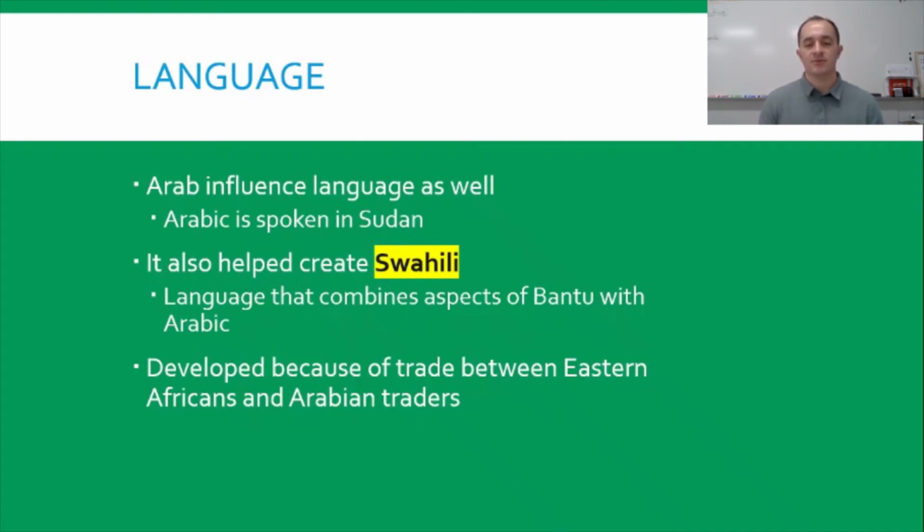It was developed because of trade between Eastern Africans and Arabian traders, and it actually means the coast. So the Arabian traders, when they met the people of modern day Eastern Africa along the coastlines, called them the people of the coast, or the Swahili, and the language that they spoke was the Swahili language. That name for the language stuck even though the name for the people did not. So we have the Swahili language, which we are going to learn and see about later. You will realize that a lot of the Swahili language you haven't realized you already knew.